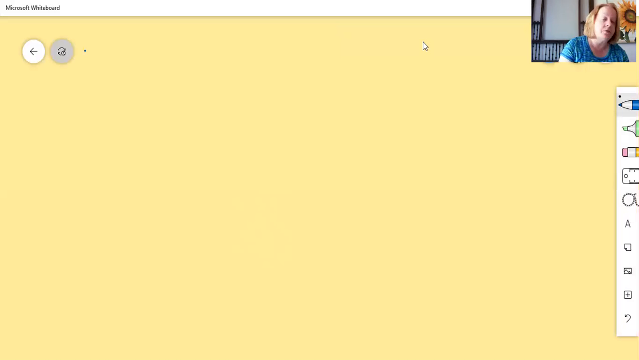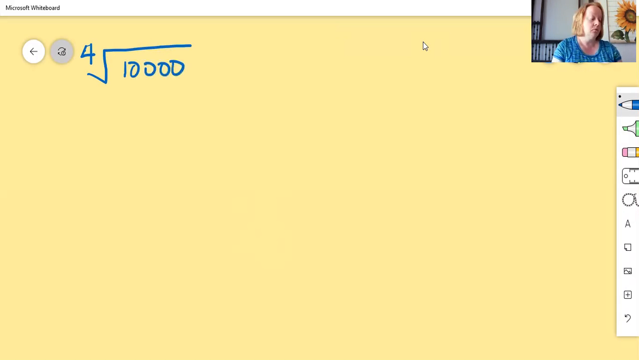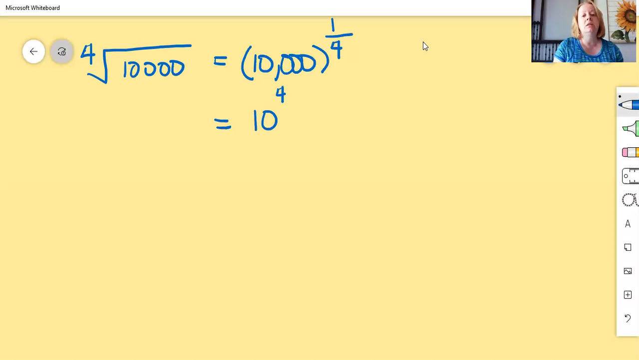Okay, so let's say I have the 4th root of 10,000. Let's switch that to 10,000 to the 4th power, to the 1/4 power. So that's what it looks like in exponential form. Well, if I count the zeros, this is really 10 to the 4th power, and then it's times 1/4. And these are going to cancel, and you're left with 10 to the 1st, which is 10.